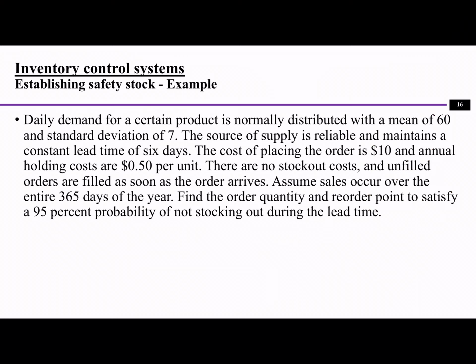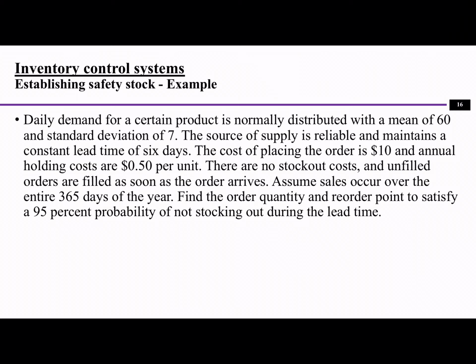All right, now let's look at one example here. It says that daily demand for a certain product is normally distributed with a mean of 60 and a standard deviation of 7. The source of supply is reliable and maintains a constant lead time of 6 days, so L equals 6. And the cost of placing the order is $10, so S equals $10.